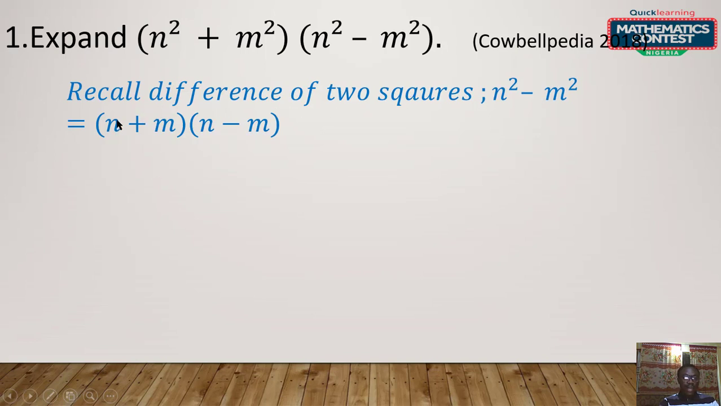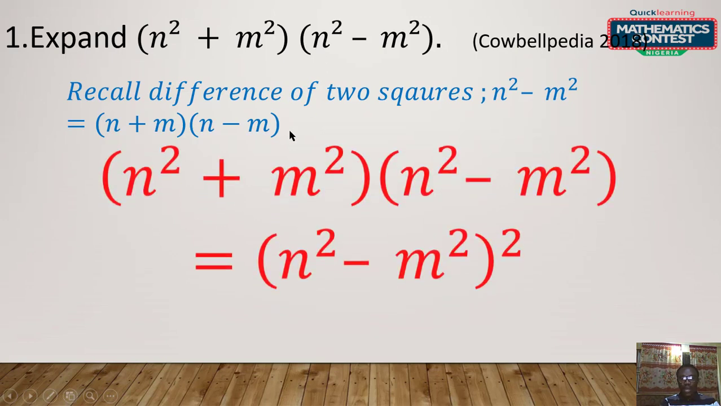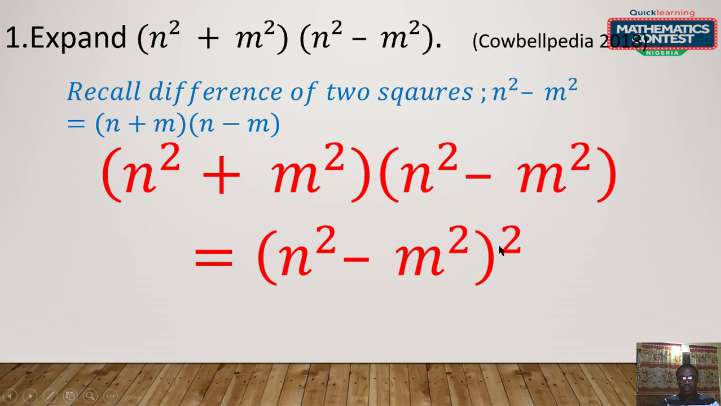So the answer will give us (n plus m) into the bracket (n minus m). You can actually start with any one, either n minus m or n plus m, whichever. So whenever you see something of this nature, always recall the difference of two squares. So to expand this, I will not waste my time trying to use this n square to multiply this. No, we use the concept of the difference of two squares. I'll get something of this nature. Now, this is my answer.